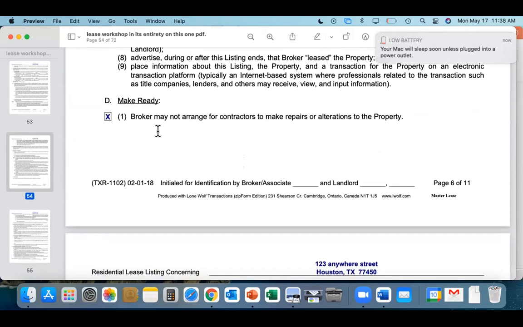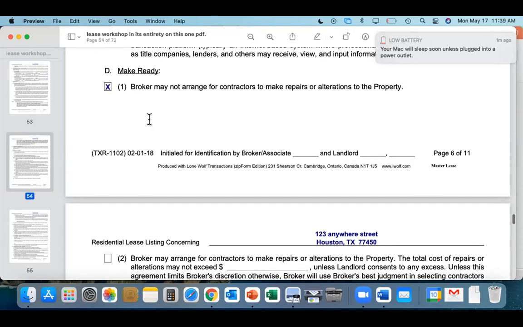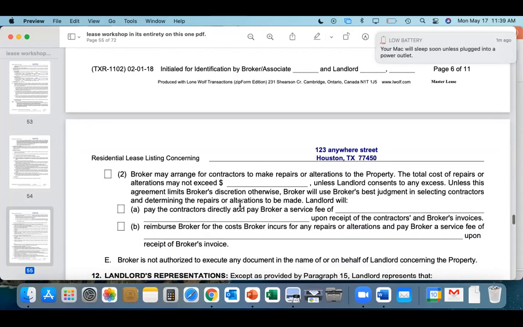Make ready. Our company policy is for you to have D1 marked, that the broker may not arrange for contractors to make repairs or alterations on the property. There are some brokerages that also do property management, so they'll put in here a sort of carte blanche, where the landlord gives them a blank check: I'm okay with you going in when one tenant vacates and doing up to $500 worth of repairs. This is where that would be. We do not practice property management here, so you cannot do that. You have to put D1. But just so you know, this is what this pertains to.